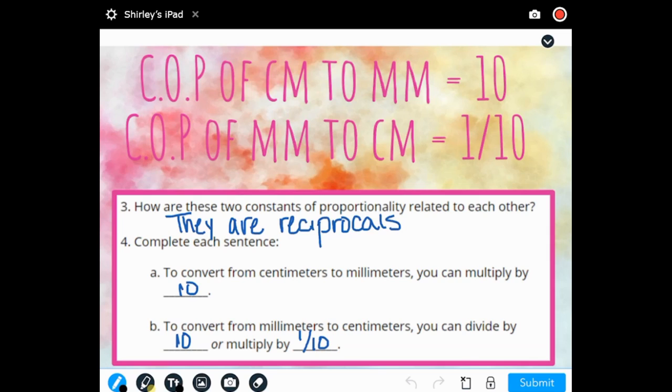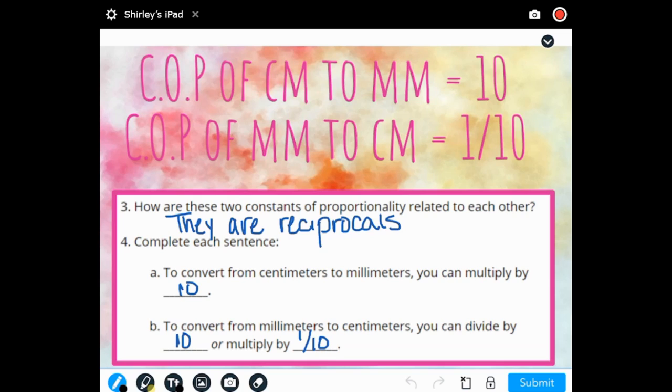So what you should notice for question 3, I'm just going to talk about this as you're finishing up. Whenever we have numbers like that, 10 and 1/10, we call them reciprocals. You might have heard that last year in 6th grade. That just means your fractions are flipped upside down: 3/4 and 4/3, 5/6, 6/5. Anytime your fractions are flipped like that, it's a reciprocal.